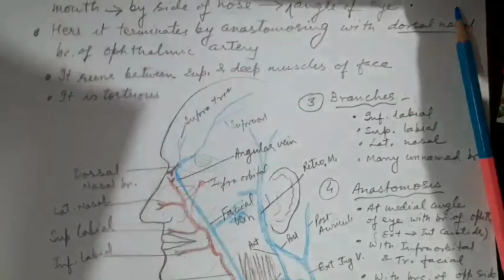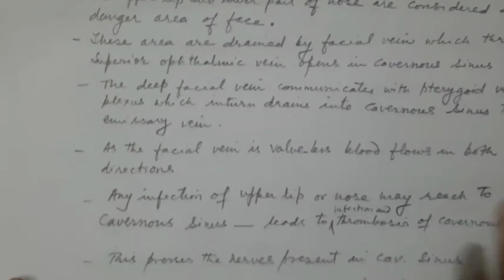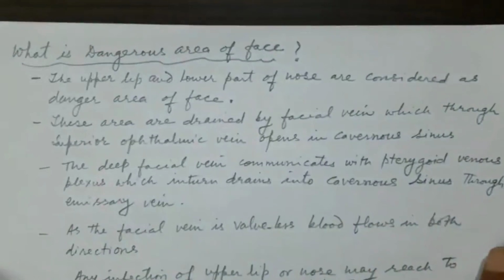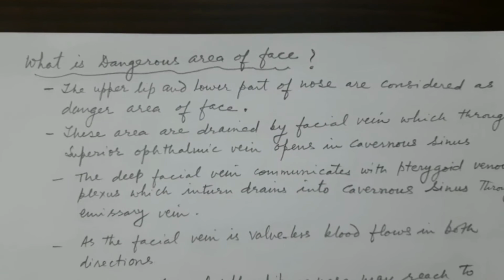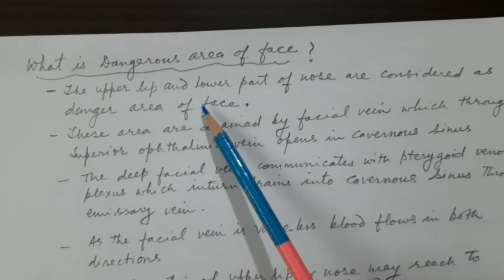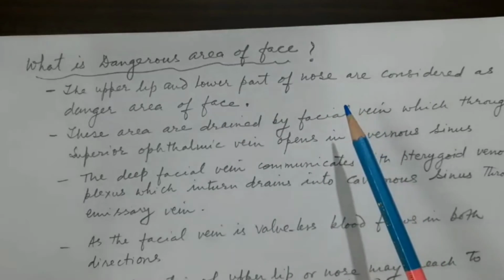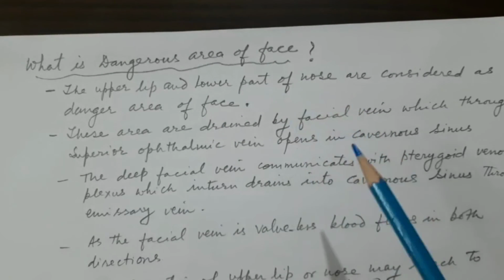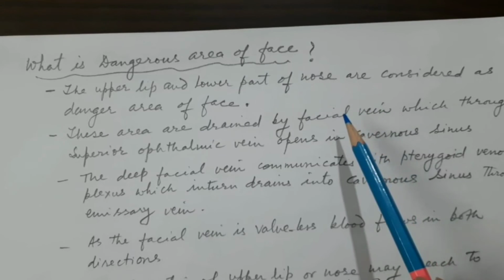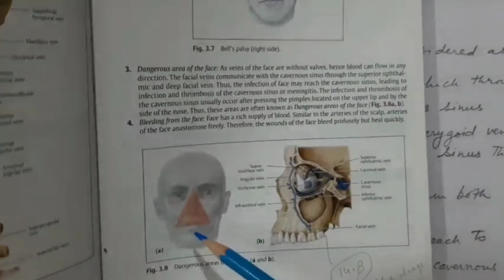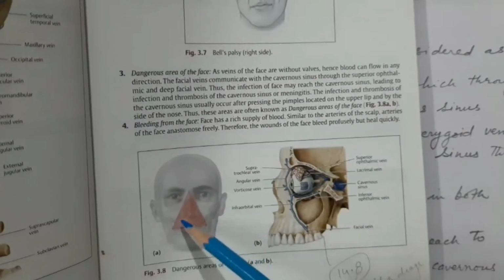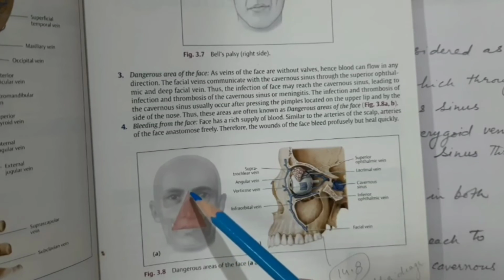Let us come to the applied importance of this communication with the cavernous sinus. And before that, let us see what is the danger area of the face. The upper lip and the lower part of the nose are considered the danger area of the face. See in this diagram, this is the upper lip part and then this is the lower. We need not go that high.